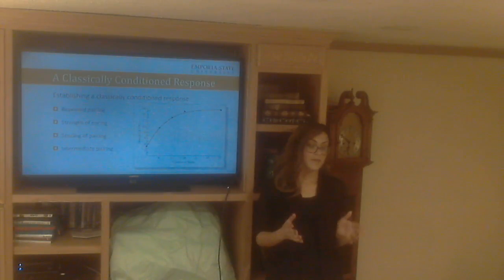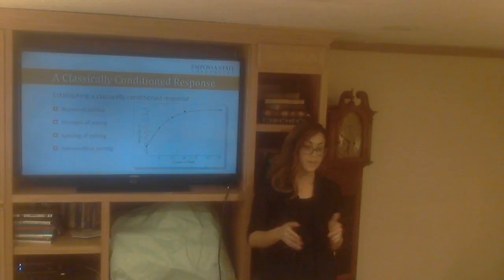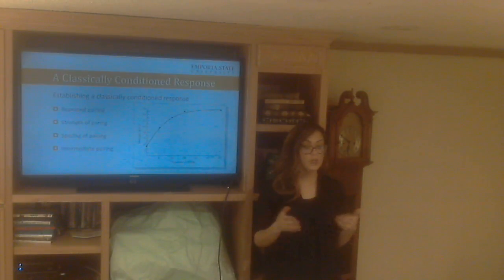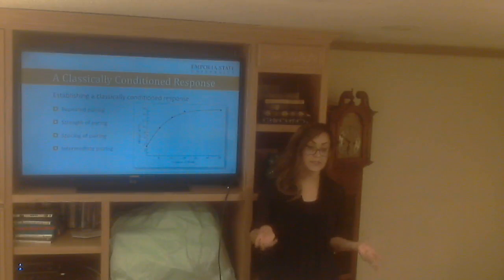Because of the number of pairings usually needed to produce a conditioned response, only a cue consistently related to the unconditioned stimulus typically becomes a conditioned stimulus.